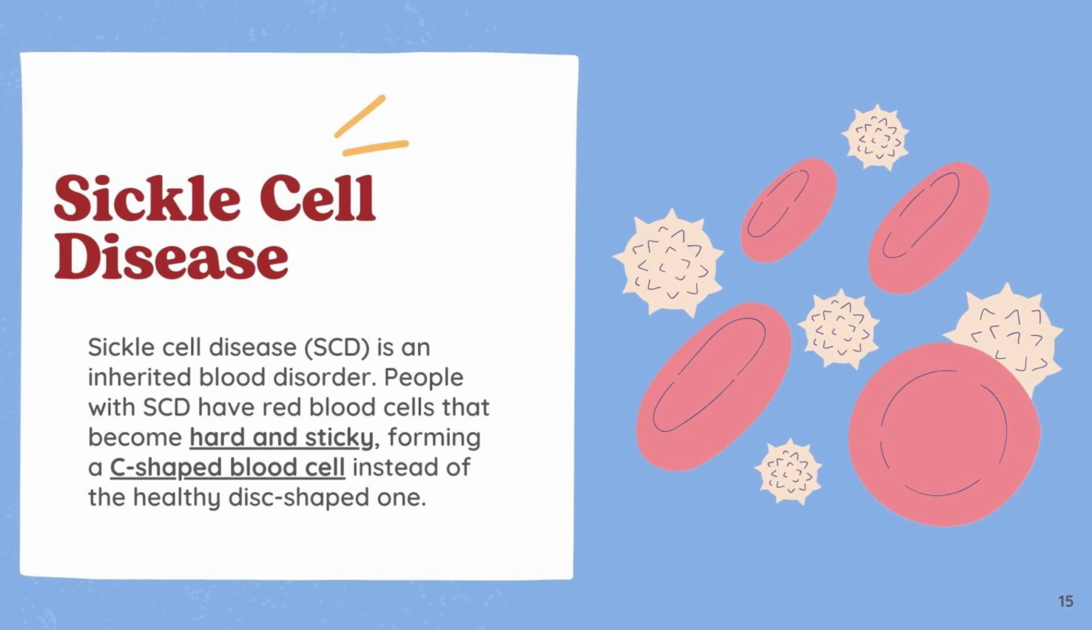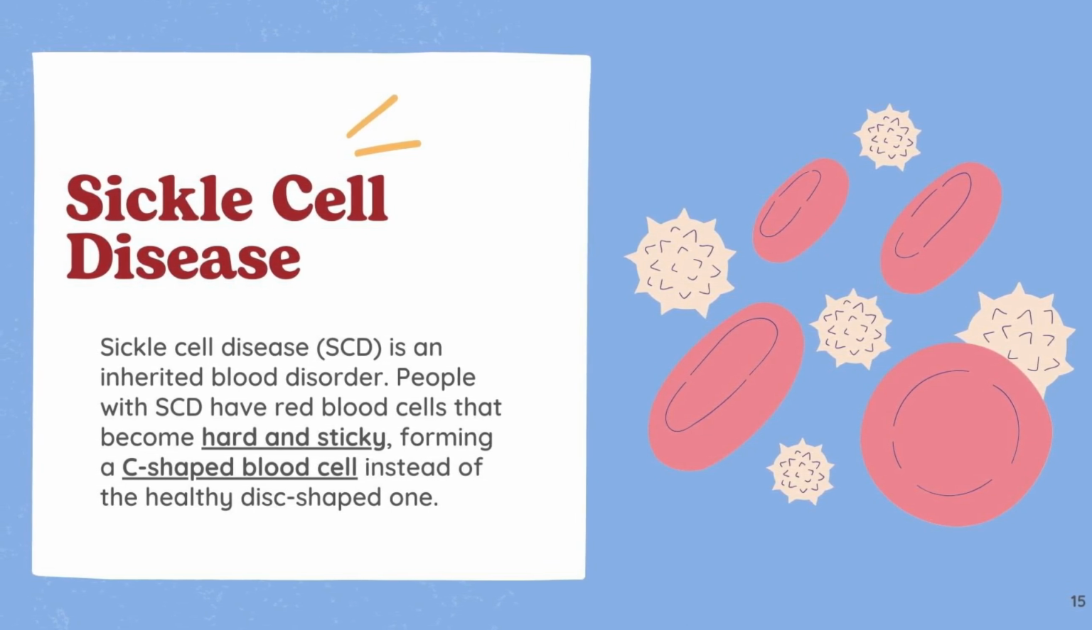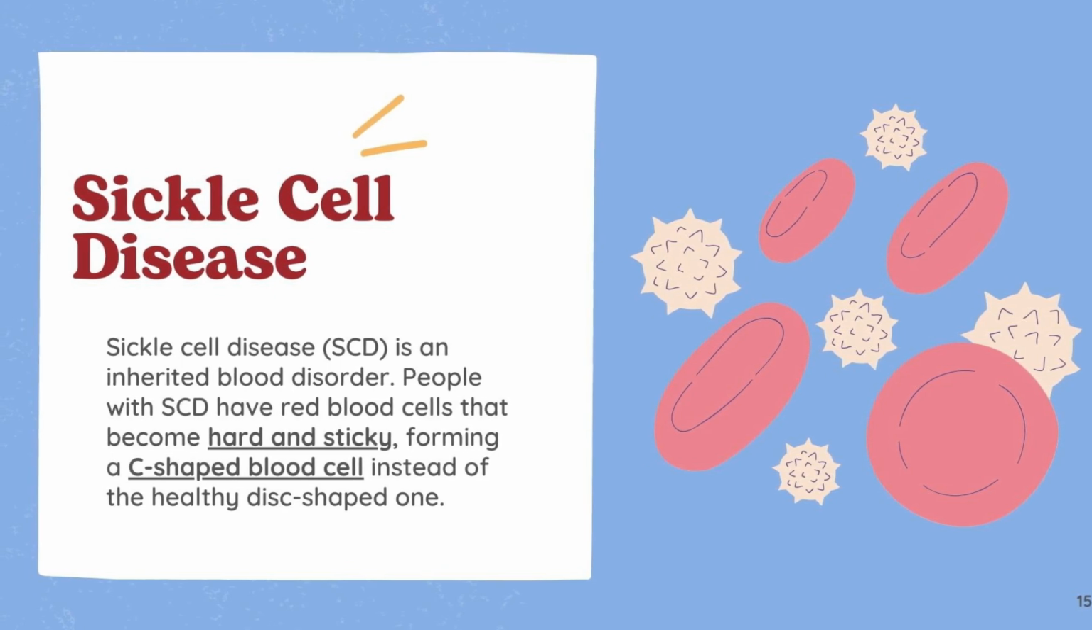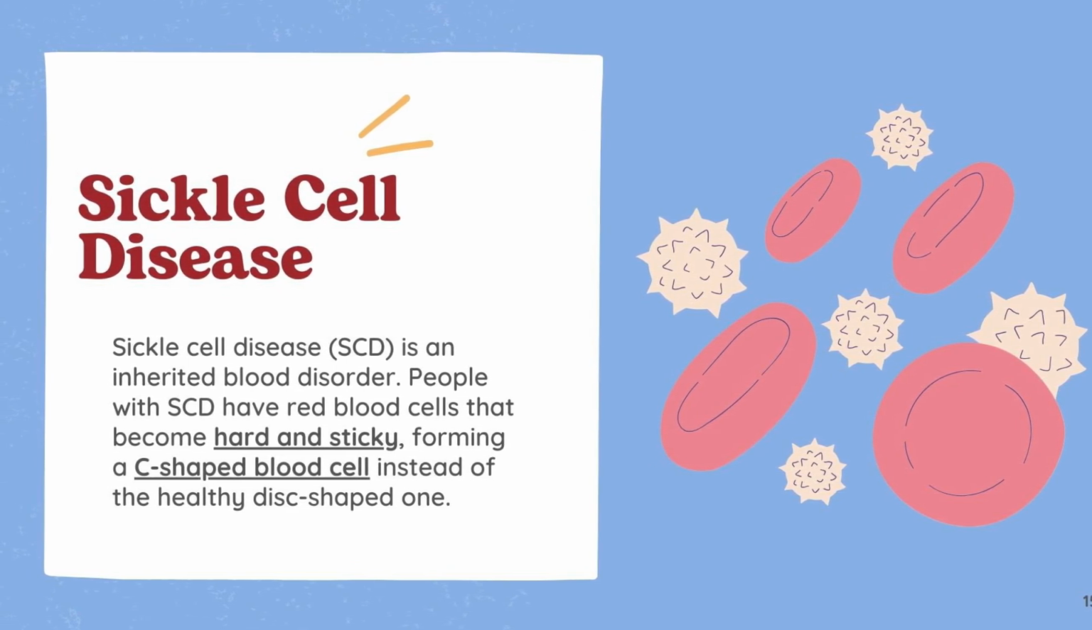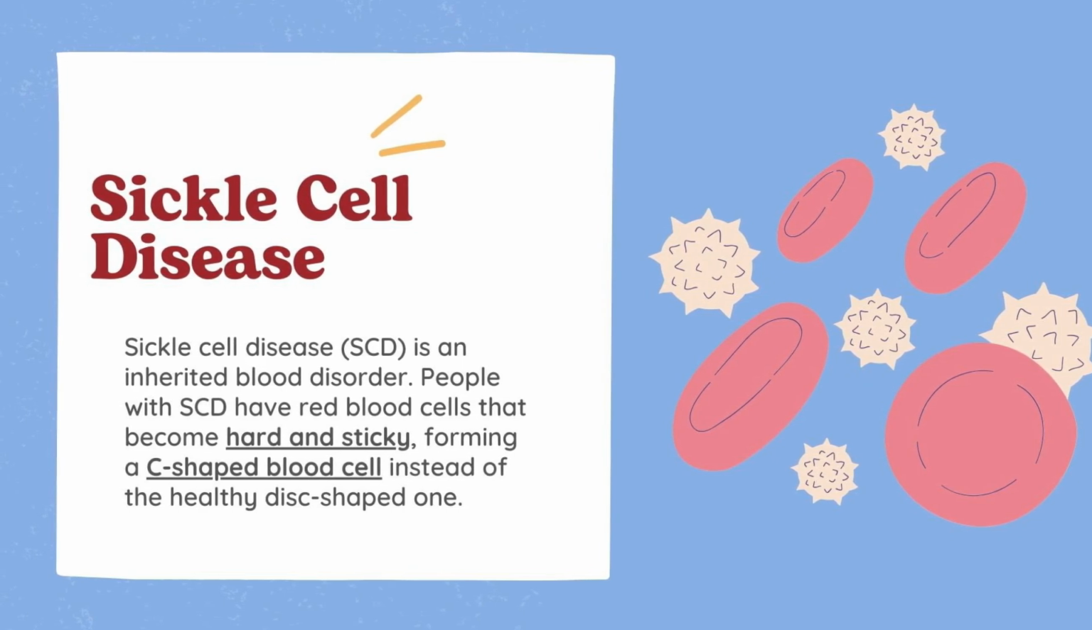Sickle cell disease. SCD is an inherited blood disorder. People with SCD have blood cells that become hard and sticky, forming a C-shaped blood cell instead of the healthy disc-shaped one.